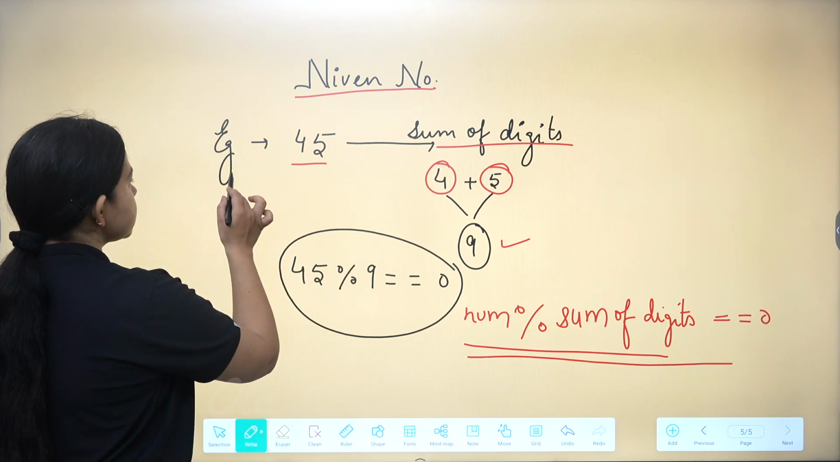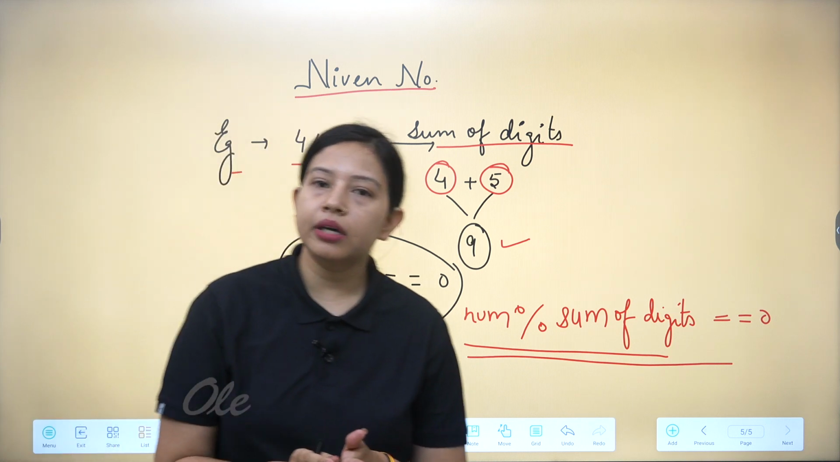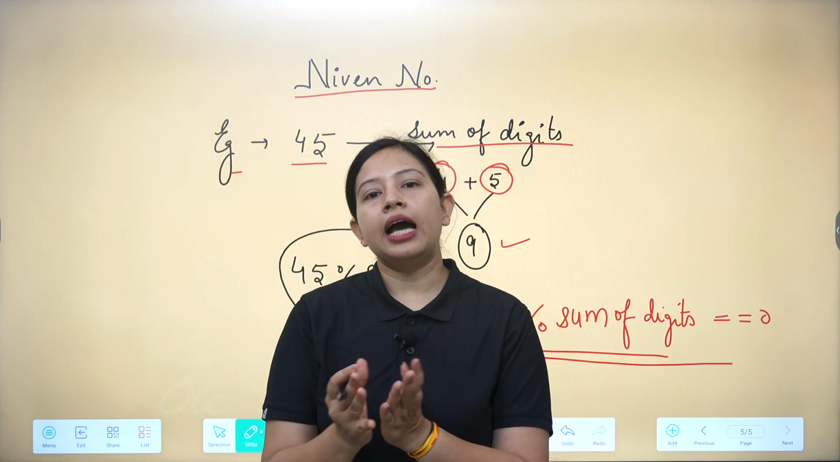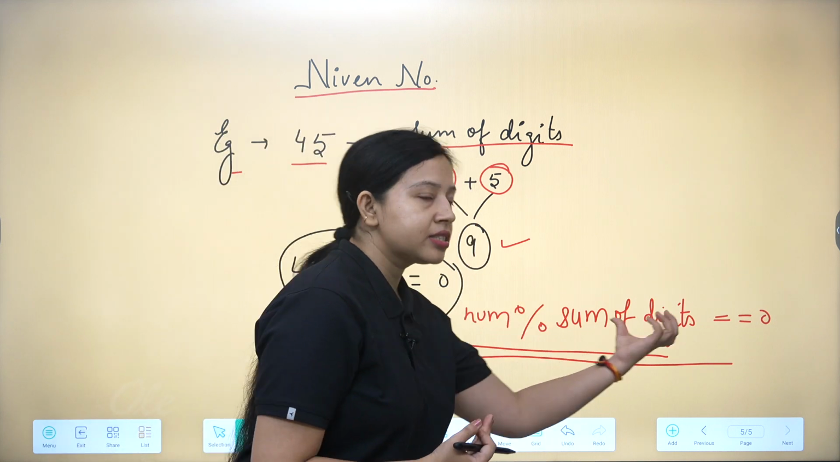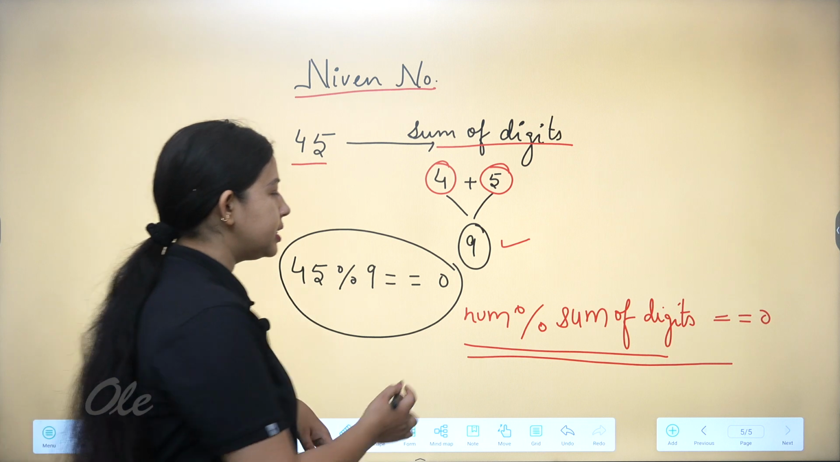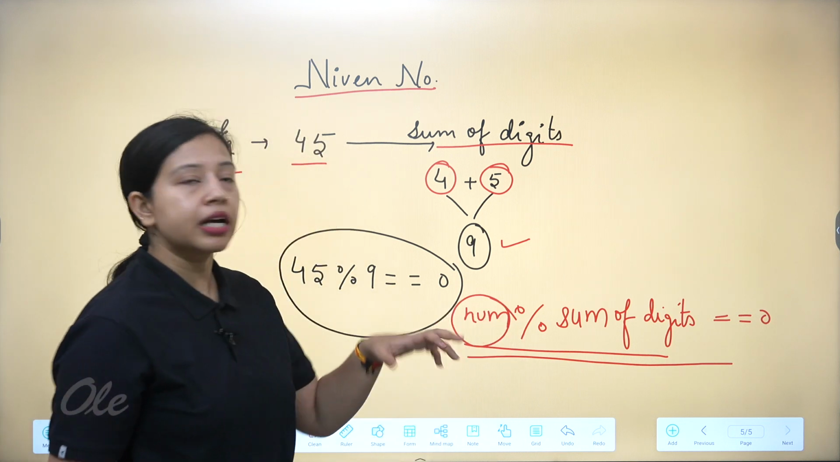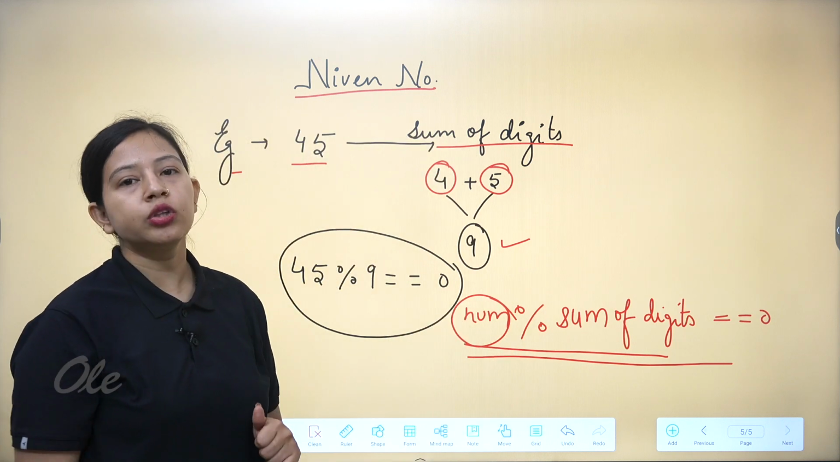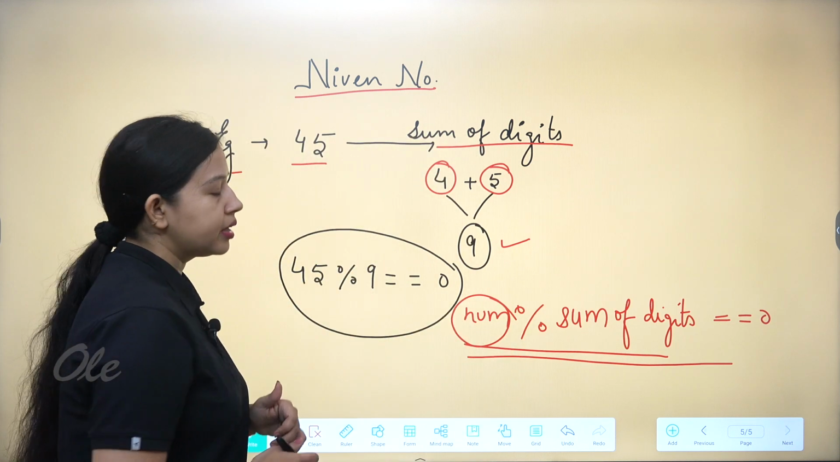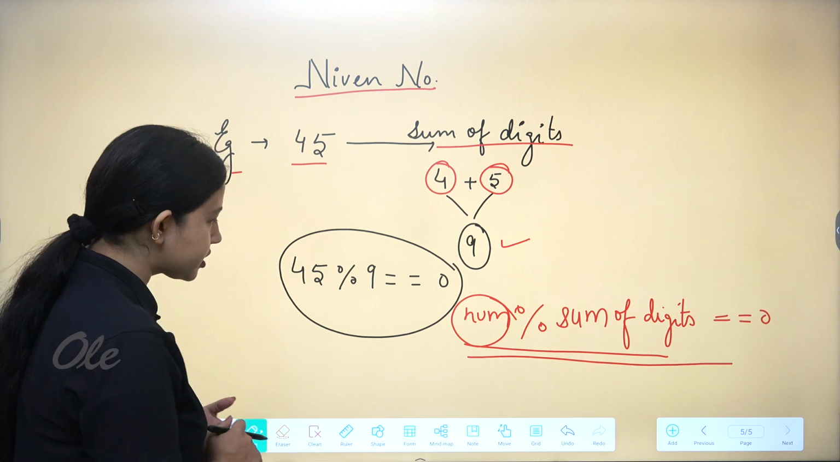So this is the concept where we take a number, fetch out the digits, and sum the digits, and the sum of the digits should divide the number. If it completely divides the number, then it will return a remainder of 0, and it is said to be a Niven number. Now it's time to design the program for the same.